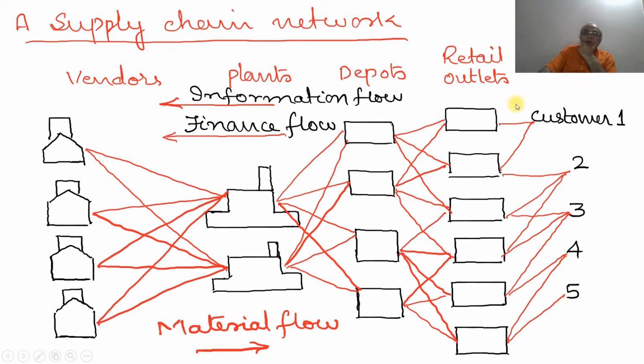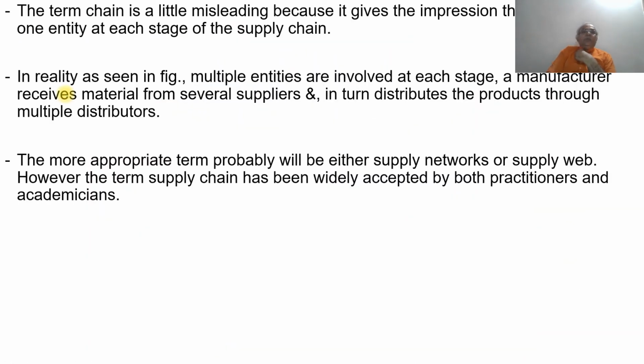So further they want to modify the models, and this type of information flow always happens from the customer side towards the vendor. That is the reason why the material flow takes place from left to right, whereas the information flow and finance flow are from right to left.